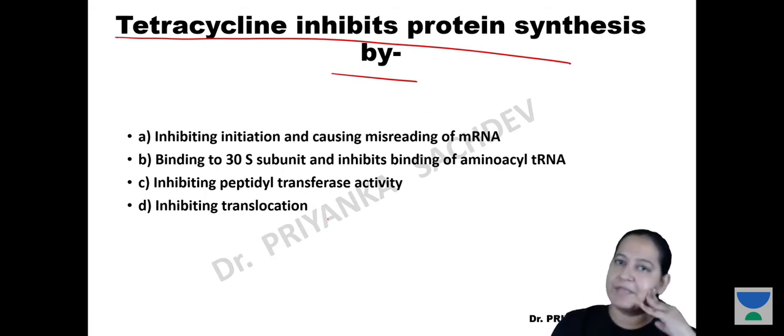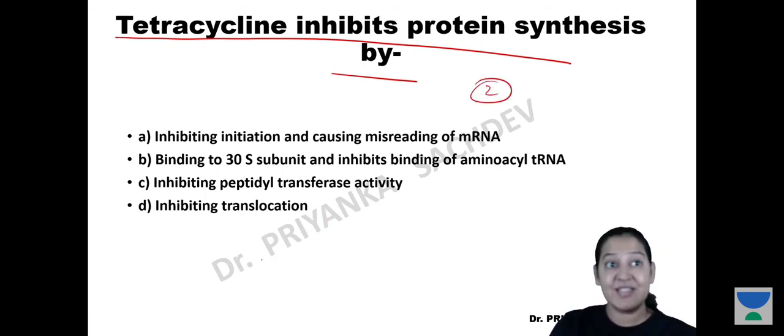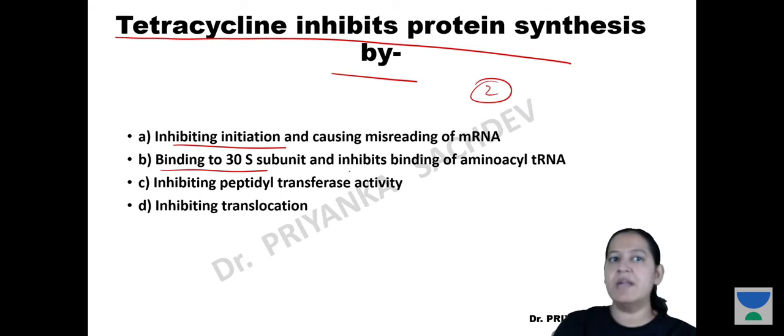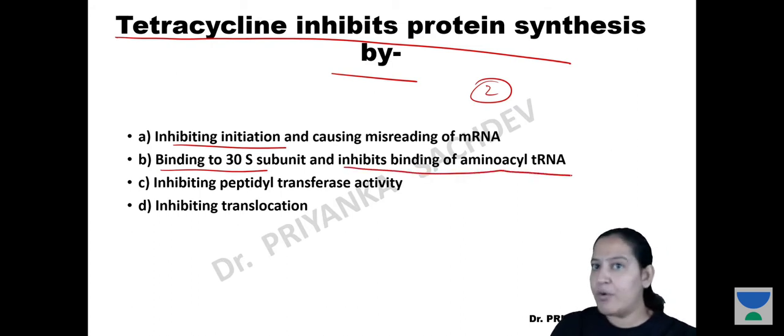Read the 4 steps. It is inhibiting step number 2. So what is step number 2? Is it inhibiting the initiation step? No. Is it binding to the 30S subunit and inhibiting the binding of new amino acyl tRNA? Yes. So the correct answer here is B. You all are right.